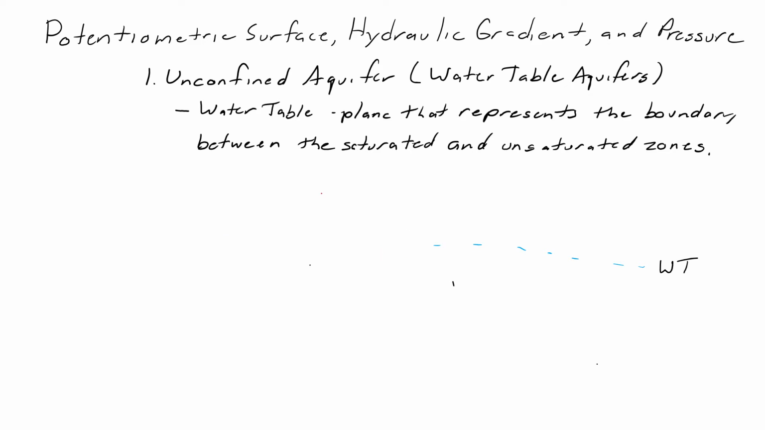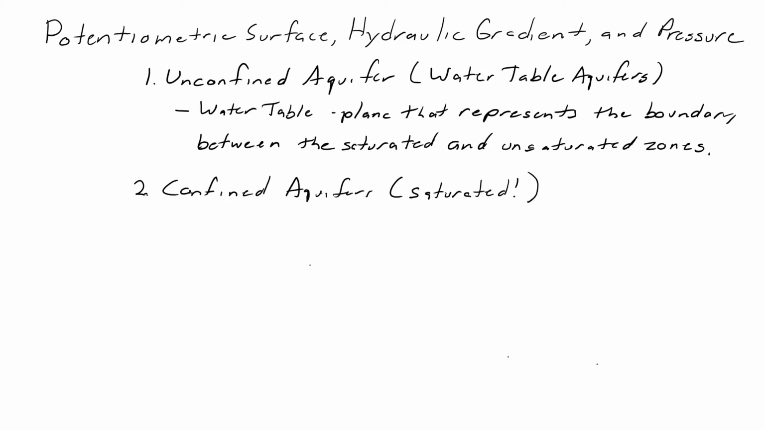So that is what we've been looking at when we talk about unconfined aquifers. But over the last few weeks, we've been talking about confined aquifers. And the thing about confined aquifers is that they are totally saturated. So there is no boundary between the unsaturated zone and a saturated zone in a confined aquifer. The whole confined aquifer is saturated. But when we drill into these confined aquifers, the water level tends to rise up within it, right?